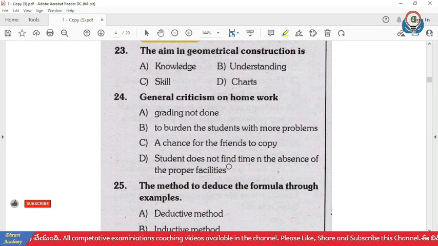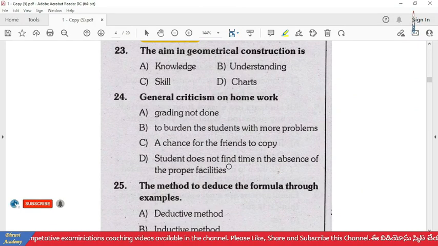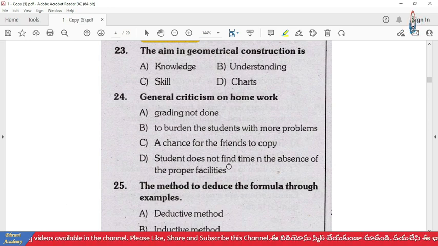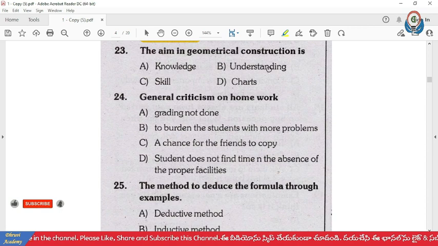The aim in geometrical construction. Is it A. knowledge, B. understanding, C. skill, or D. chart? Which is the right answer? They are asking about geometrical construction, and it is a skill.